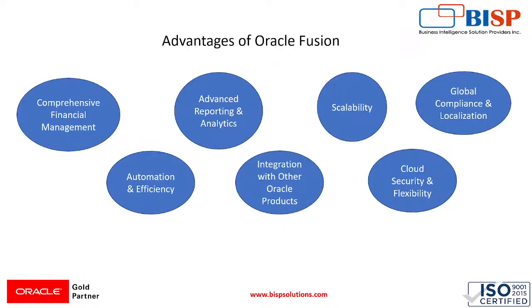So here we can see comprehensive. The first advantage of Oracle Fusion is comprehensive financial management. It means Oracle Fusion provides an integrated suite for financial planning. It can give accounting, procurement, and risk management, and it offers a complete view of financial operations.